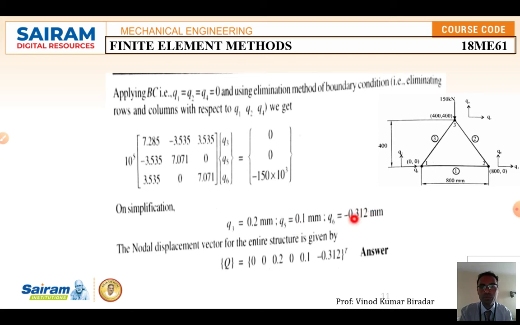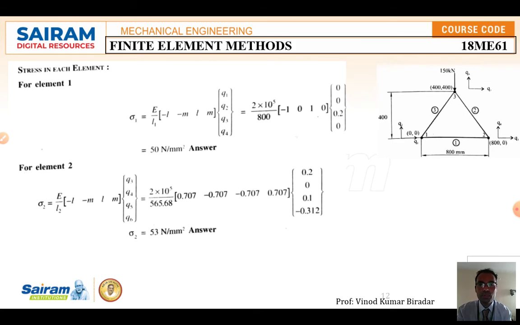Similarly, the total nodal displacement for the entire structure is given by Q1, Q2, Q4 equal to 0, so the remaining you have to note down. This is the Q1 value, this is Q2, this is Q3, this is Q4, this is Q5, this is Q6. So this is about the displacement of the given truss element.